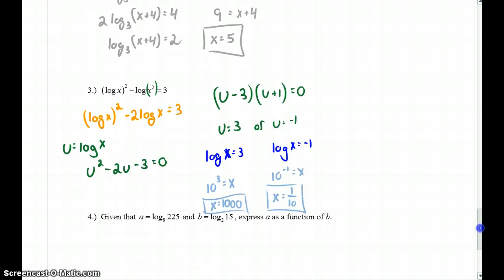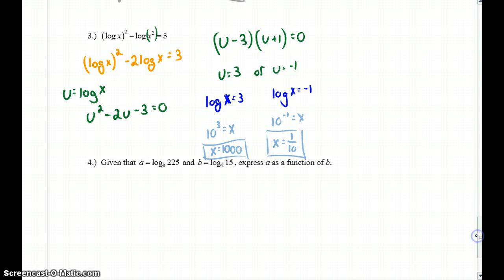The last problem: given that a is log base 8 of 225 and b is log base 2 of 15, I want to express a as a function of b. The first thing I do in these cases, and by these cases I mean cases where I have no idea what to do, is try to rewrite it in a way that makes a little bit more sense. I can always convert from log form to exponent form, and it's a good way to get a better understanding of the problem.